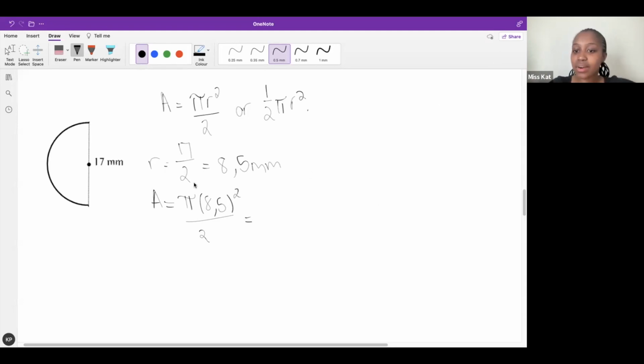Calculator skills. There we go. 113,490 millimeters squared. Working with millimeters this time. Now we are going to convert this millimeter squared to meters squared. Remind me again how we do that. Are we timesing or dividing? Let's start there. Millimeters to meters. Are we timesing or dividing?